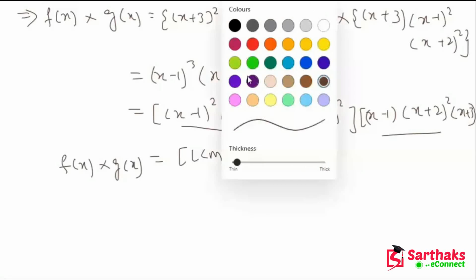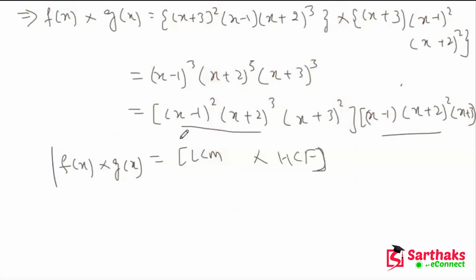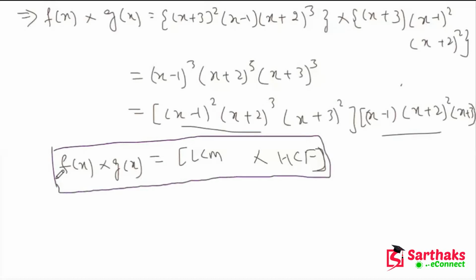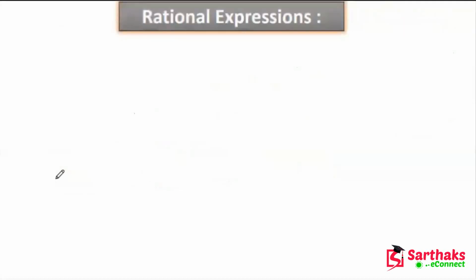This is our verification. I hope you get this point. Now let's go on. So here is a very important topic, rational expression. So what is a rational expression? A rational expression is an algebraic expression which is of the form f of x upon g of x, where f of x and g of x are polynomials and g of x is not equal to 0. g of x should not equal 0.